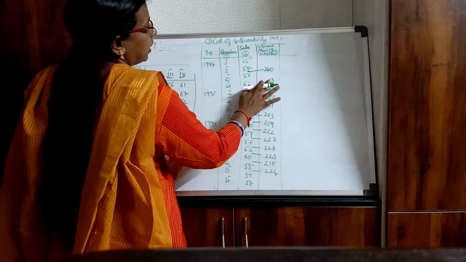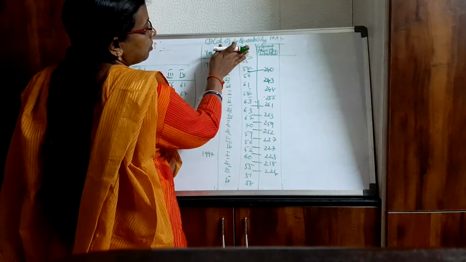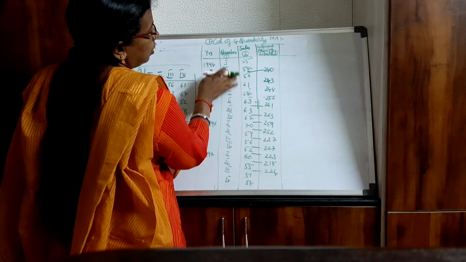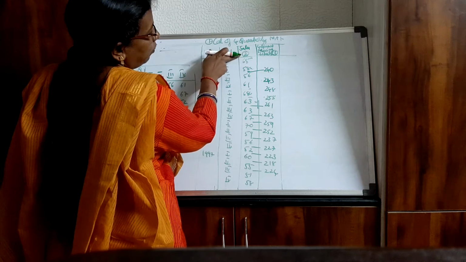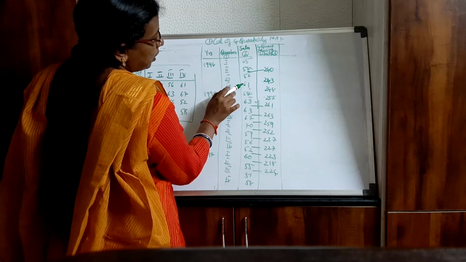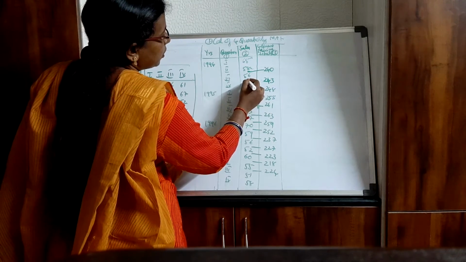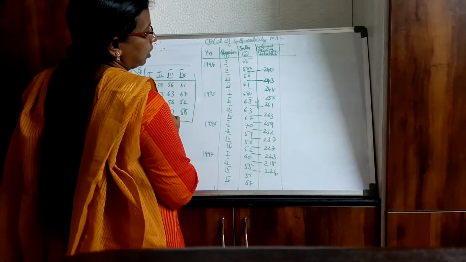Now how to get the second value? For the second value, leave the first observation and add the next 4. So you have to delete the first one and add the subsequent one. So 58 plus 56 plus 61 plus 68. When you add these 4, this is the middle position, so write 243 against this.